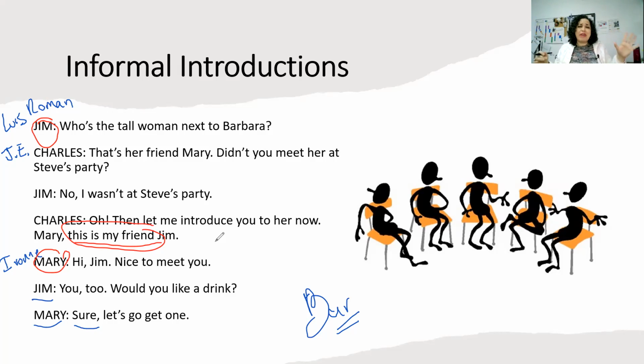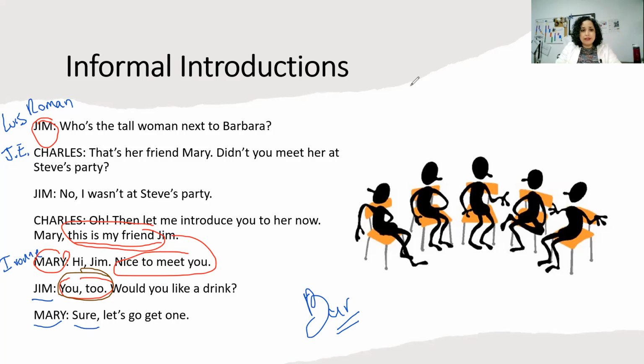Mary, this is my friend, Jim. Start talking. And then, hi, Jim, nice to meet you. You too. This is a very informal answer because this is a friendly gathering. Jim is a friend of Charles and Mary is a friend of Charles. So that's why it's allowed. You can just say it very simply, like, you too. Nice to meet you. You too. Yeah, as simple as that.